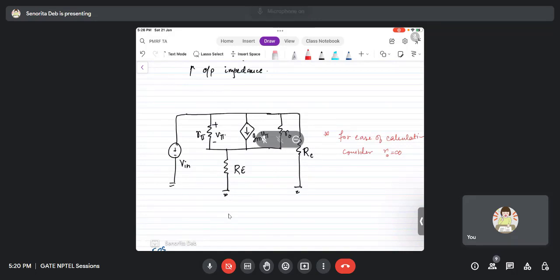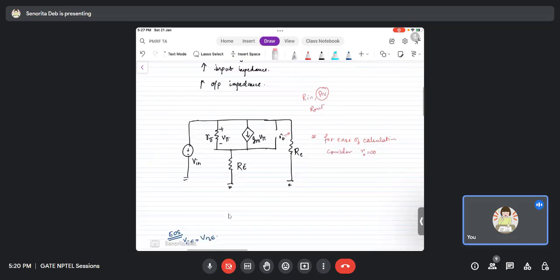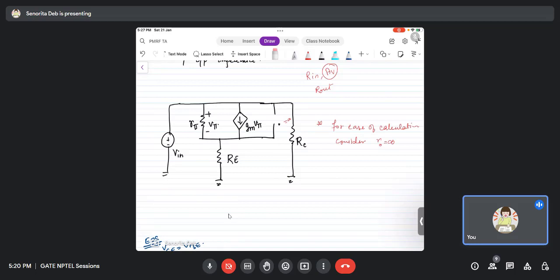Now please start solving this circuit to find Rin and your AV. So first find AV, then find Rin, and then see R out. So take R naught to be infinity. That means this resistance is not present. Okay. So now I'm not going to put KVL. I have already told you how to solve it. So now please try solving this. Oh, there is one mistake. This should be open.